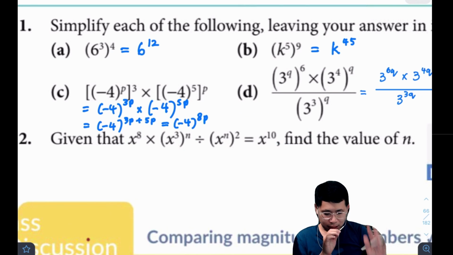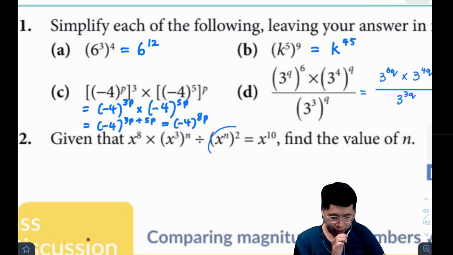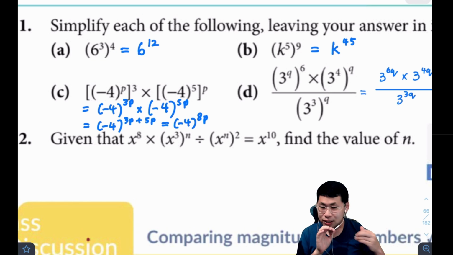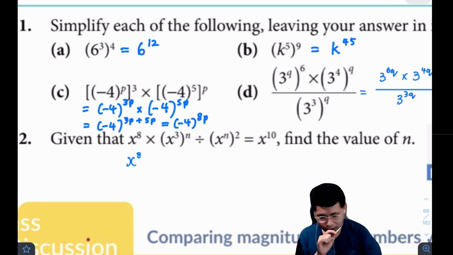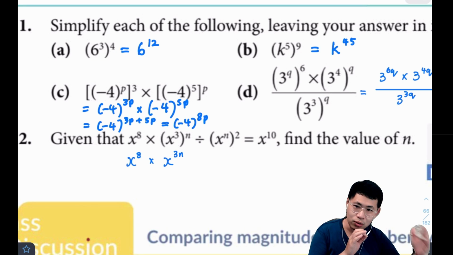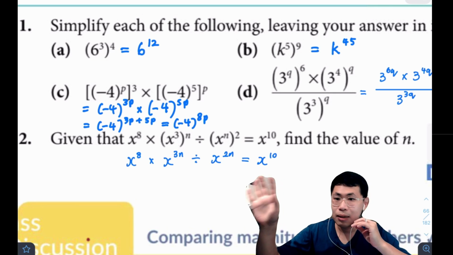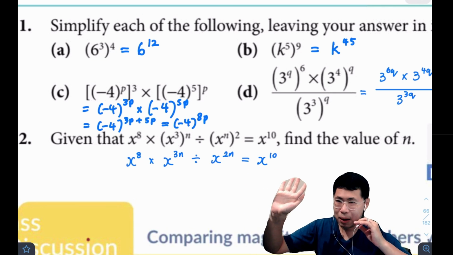We have x to the power of 8 times x to the power of 3 raised to the power n, divided by x to the power n to the power 2, and equals x to the power 10. This time I will write times and divide and try to follow this, and we'll see how it goes. So we have x to the power of 8, times x to the power of 3 raised to the power of n, so x to the power of 3n, divided by x to the power of 2n, like what we've seen earlier, then equals x to the power 10. So what we did is simplify the powers first.